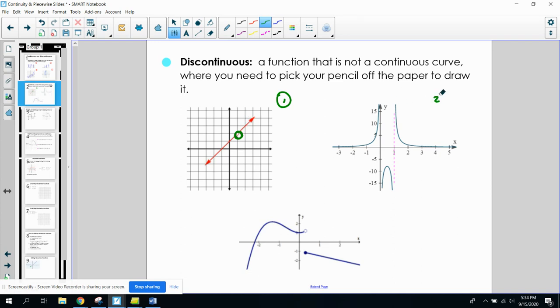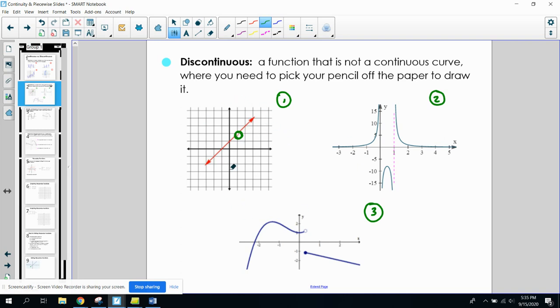In graph number 2, I have 3 pieces to my graph. I draw the first piece on the left, pick my pencil off the paper, draw the bottom, pick my pencil off the paper, draw the right. And then in graph number 3, I have a piece of my curve here, pick my pencil off the paper, and continue drawing it down here. So these are 3 different types of discontinuities.